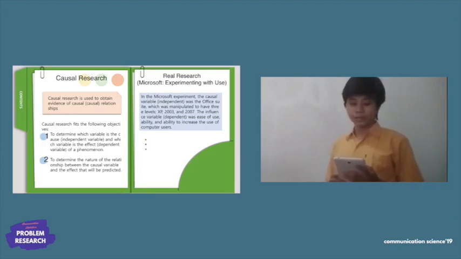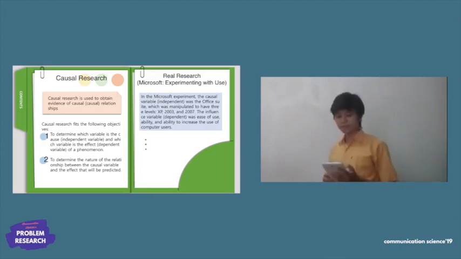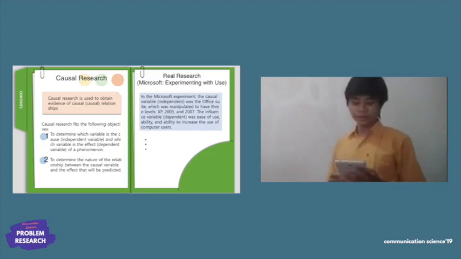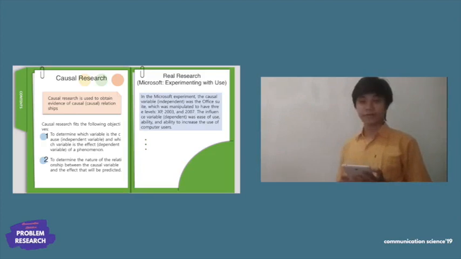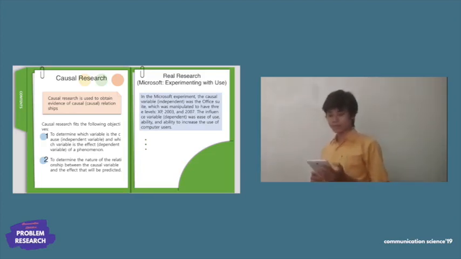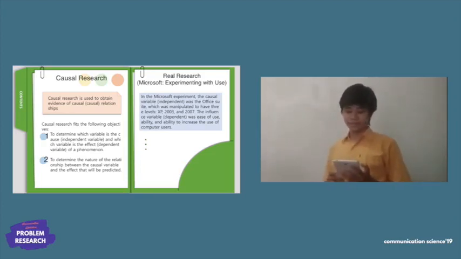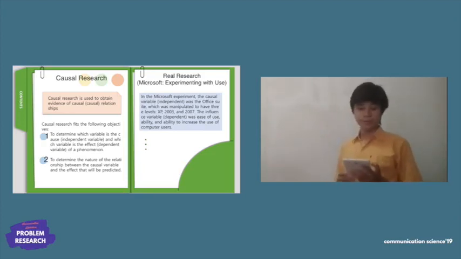Next, causal research is appropriate for the following purposes. First is to understand which variable is the cause, the independent variable, and which variable is the effect, the dependent variable, of a phenomenon. Second, to determine the nature of the relationship between the causal variable and the effect that will be predicted.